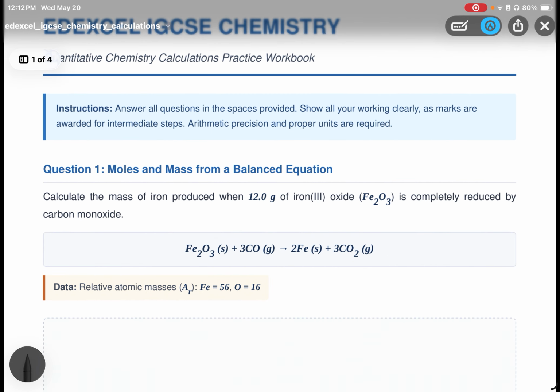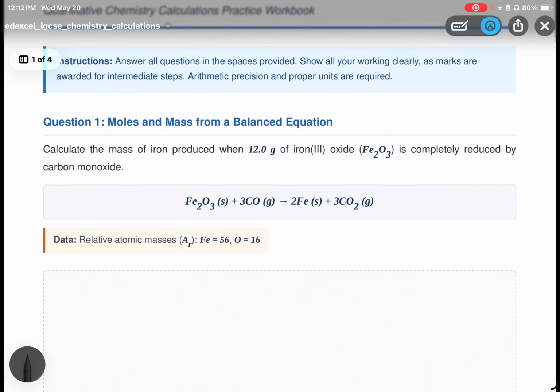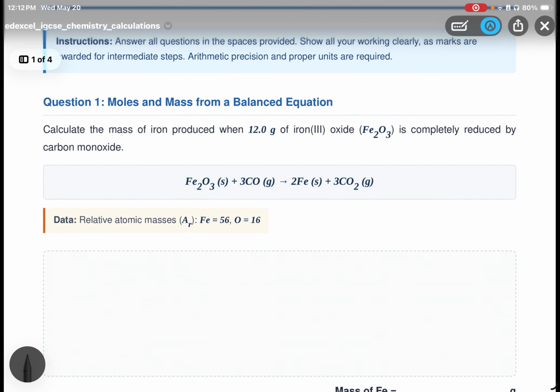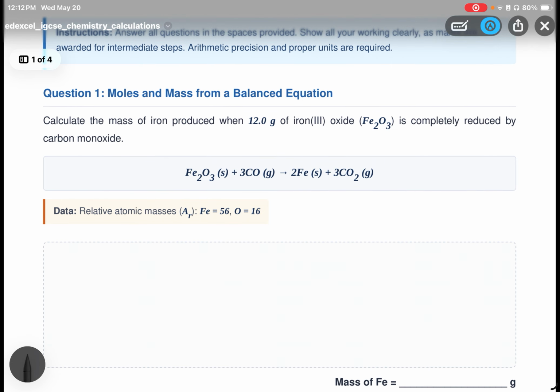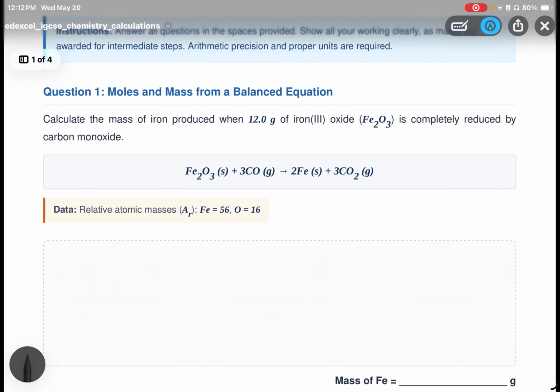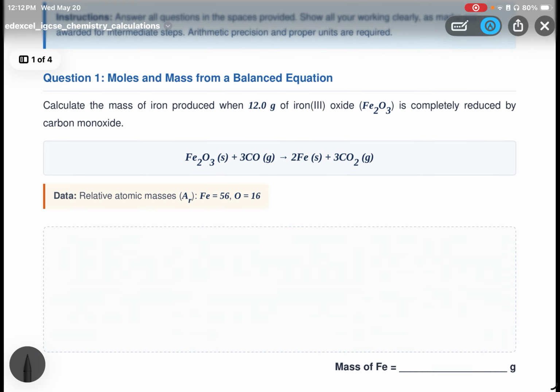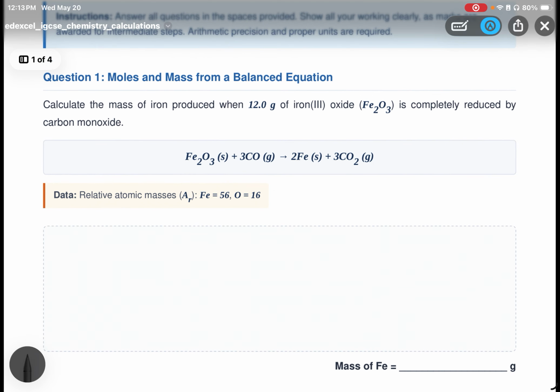We will be following through a simple practice workbook that I have prepared, and there are 6 questions. Each of the questions actually targets one thing at a time. The first question deals with how to calculate the moles and mass from a balanced equation. Generally, for Edexcel chemistry or Cambridge International O Level chemistry, your equation is mostly going to be balanced, right? So you don't have to worry about balancing equations while doing the calculations. So let's get into it and see what's happening in the calculation.